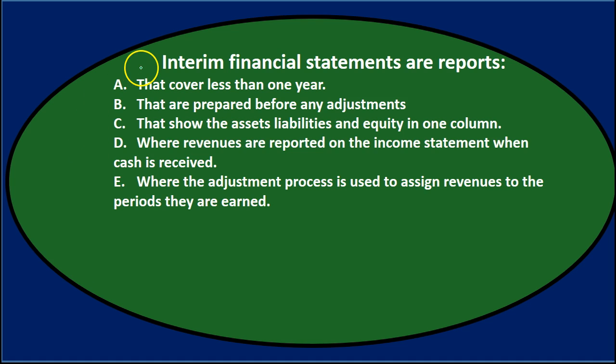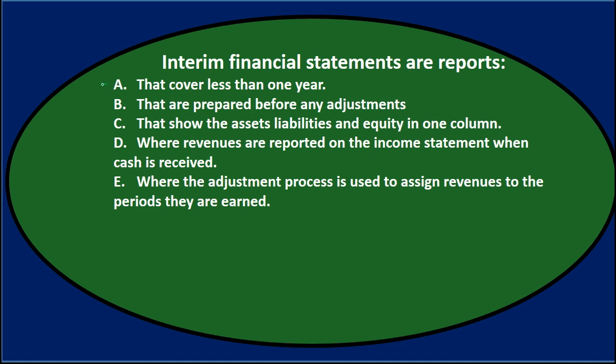Next question. Interim financial statements are reports, A, that cover less than 1 year, B, that are prepared before any adjustments, C, that show the assets, liabilities, and equity in one column, D, where revenues are reported on the income statement when cash is earned, and E, where the adjustment process is used to assign revenues to the periods they are earned.